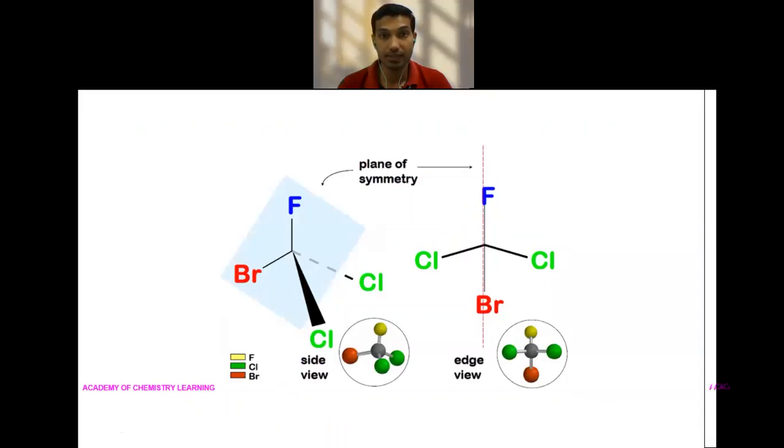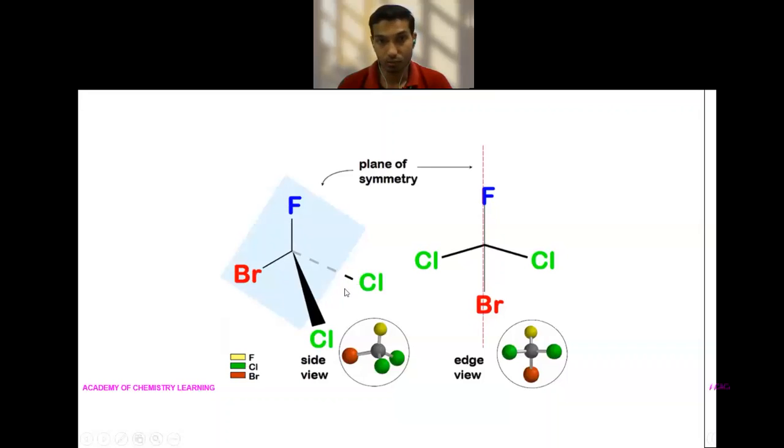Now let's understand the same thing when it is applied in a chemical structure. You see this structure, this is the central carbon atom, it has bromine, fluorine and 2 chlorine, and of these 2 chlorine atoms one is on the wedge side and one is on the dash side. This is the side view of this structure. Now when the plane is passed through this structure, it divides the structure in two identical forms.